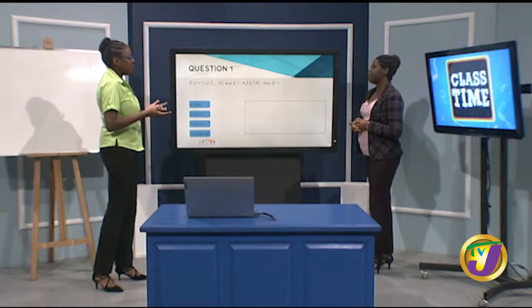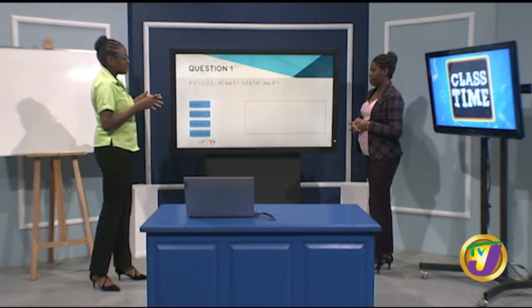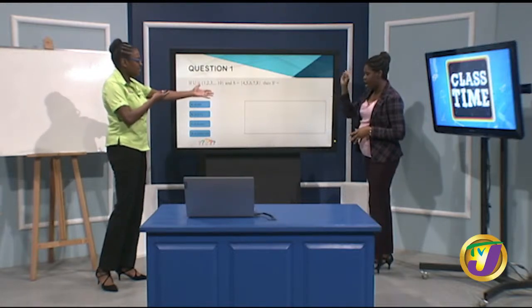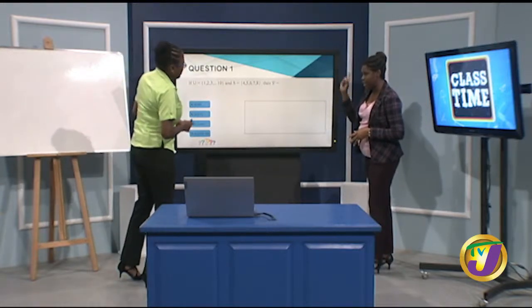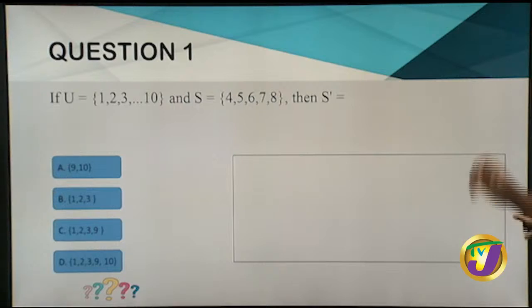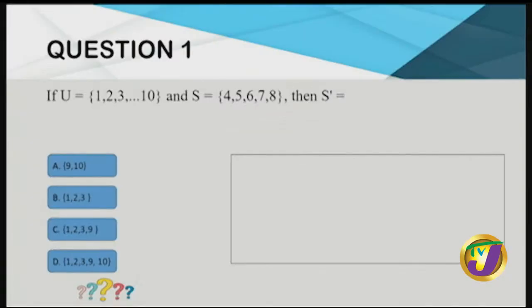So if I want the complement of set S, I'm looking at all the elements that are the counting numbers from 1 to 10 that are not in set S. They're not 4, 5, 6, 7, 8. So if I look at it now, what's missing from here that is in the universal set? 1 is missing, 2 is missing, 3 is missing, 9 is missing, and 10 is missing. So there we have it.